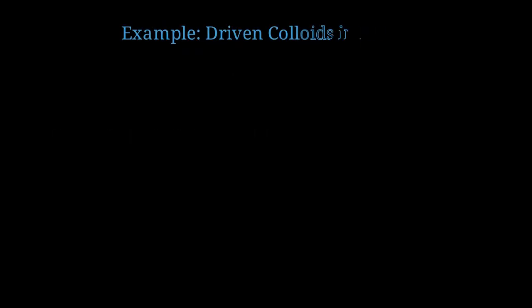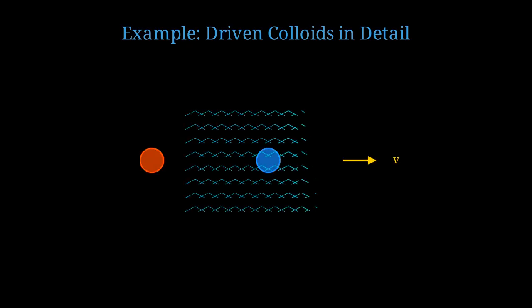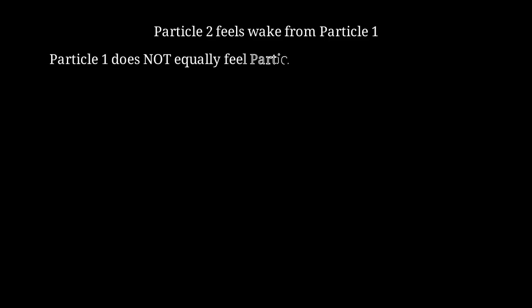Let me work through a specific example with driven colloids to make this concrete. Consider two colloidal particles in a driven system with an external velocity field. Particle 1 on the left creates a wake that extends downstream. Particle 2, positioned downstream, sits in the wake of Particle 1. It experiences an additional force due to the disturbed fluid flow created by Particle 1. Crucially, Particle 1 does not equally feel the influence of Particle 2 because the wake structure is asymmetric. The flow primarily extends downstream, not upstream.